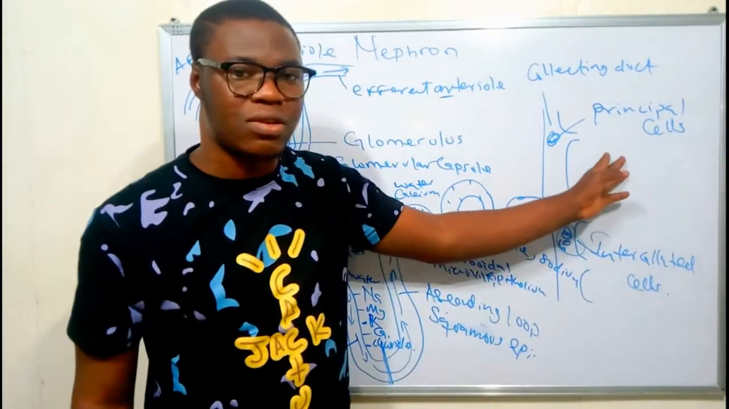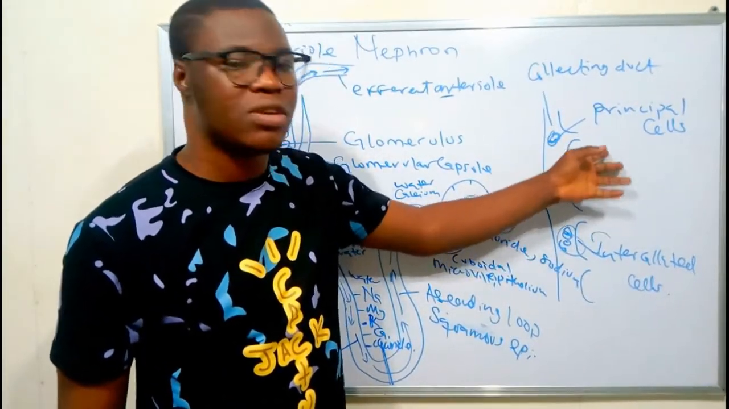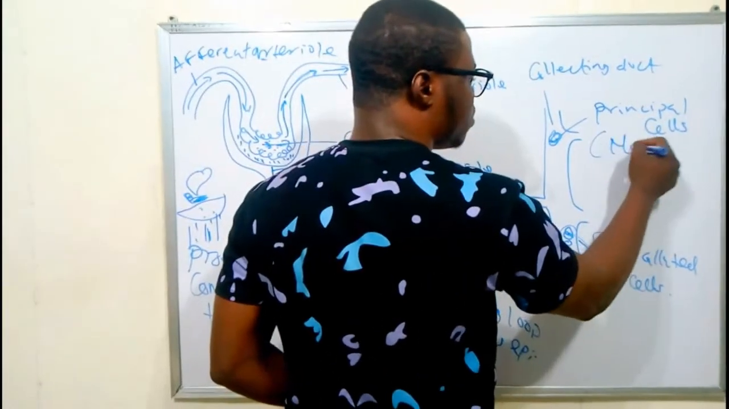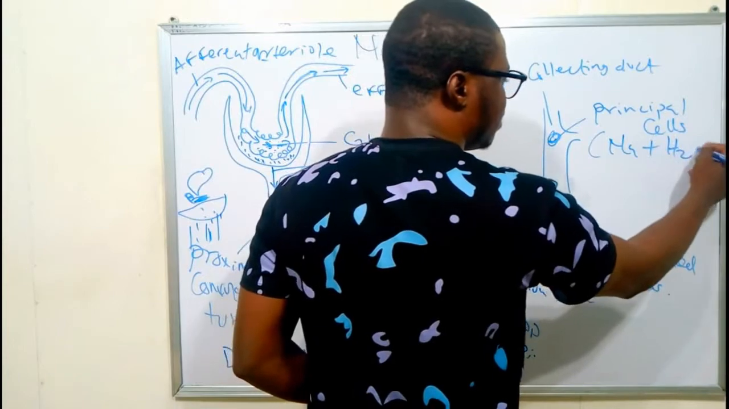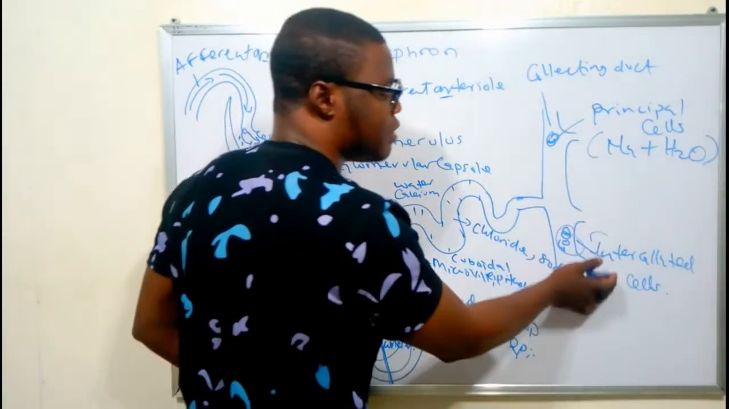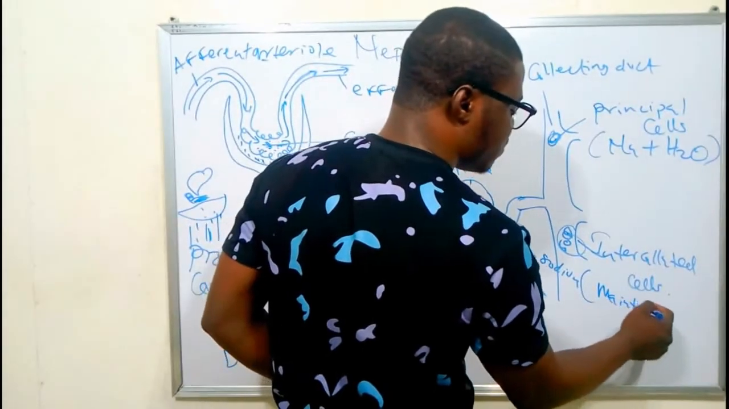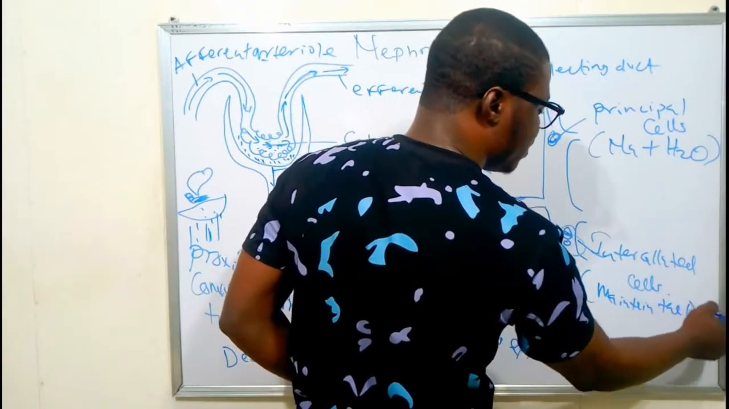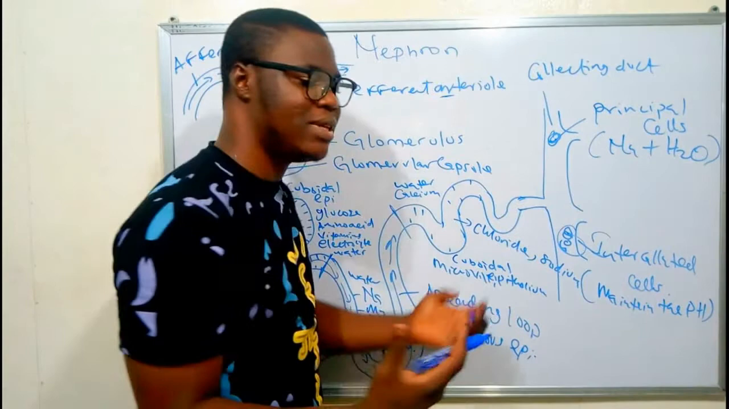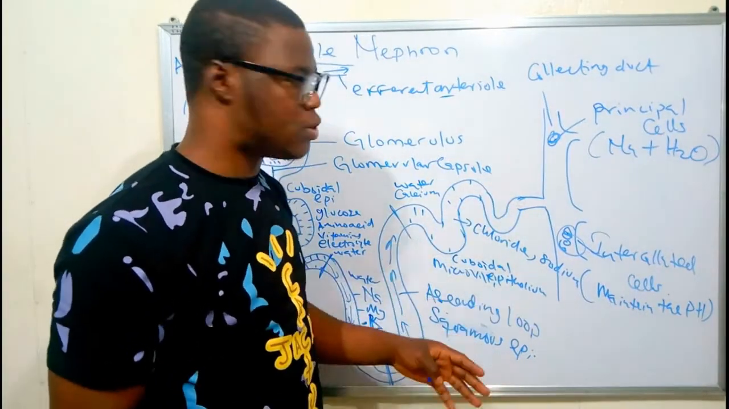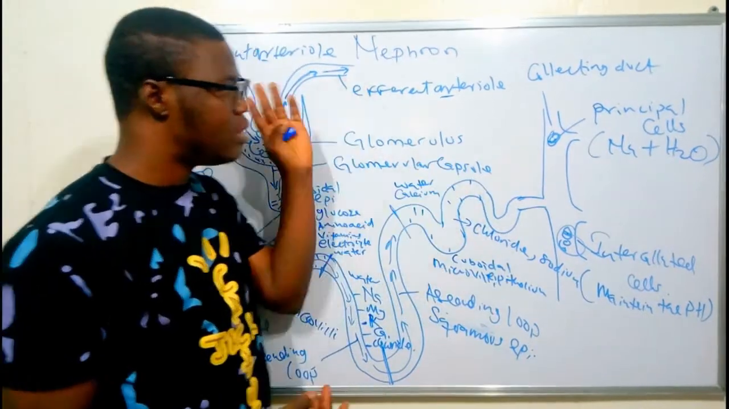These principal cells, their function is to reabsorb sodium and water. But the function of the intercalated cell is to maintain the body pH. And what's the meaning of that? They maintain the acidity and alkalinity of the body. So that is that about the nephron.